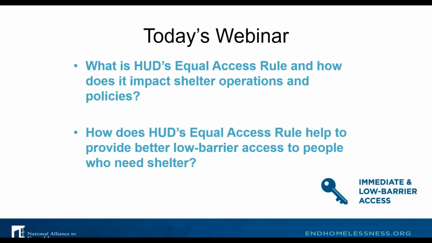And so today, we're going to focus on HUD's equal access rule that was implemented several years ago, and talk about how it impacts your shelter operations and your shelter's policies. We're also going to talk about how HUD's equal access rule can help us provide better low barrier access to people who need shelter. So that's an overview of where we're headed today.